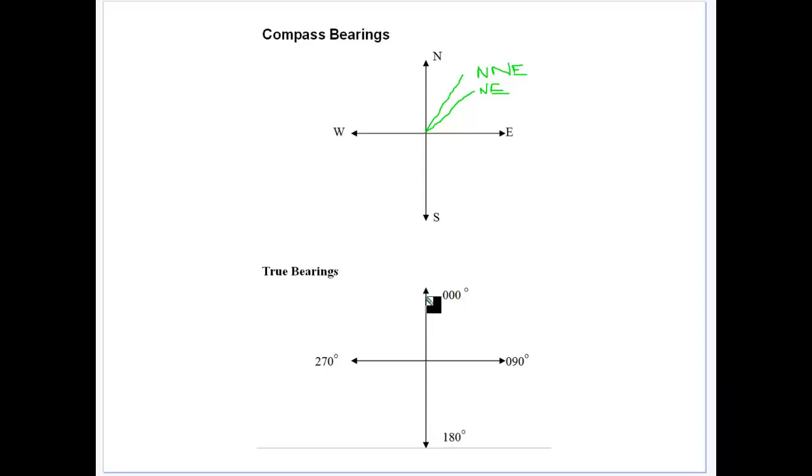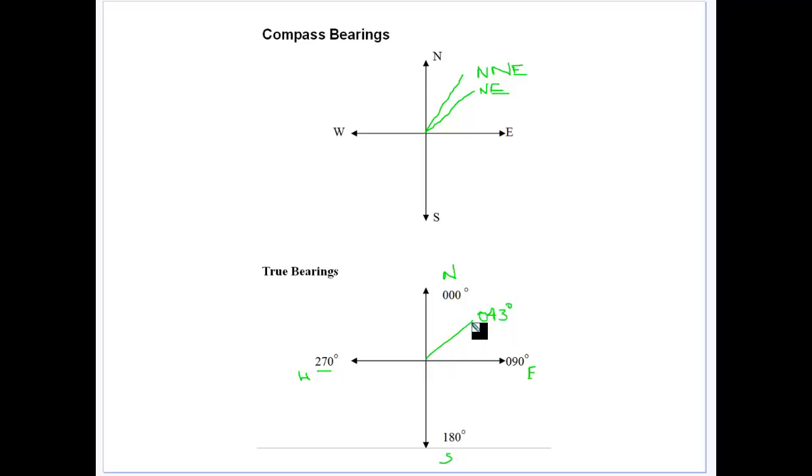Now true bearings are a situation where we claim north to be 000 degrees, east would be 090, south would be 180, and west would be 270. Notice I'm not saying 90, I'm saying 090. We like to give it a 3-digit representation no matter where it is. So an angle there would be 043 degrees.